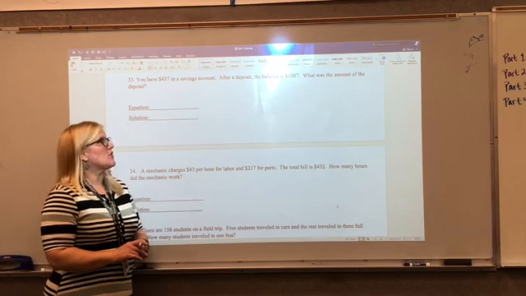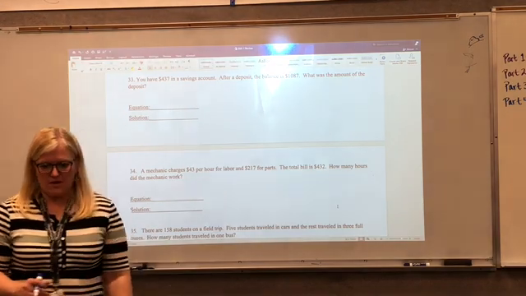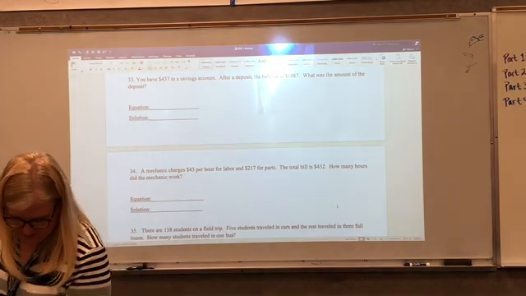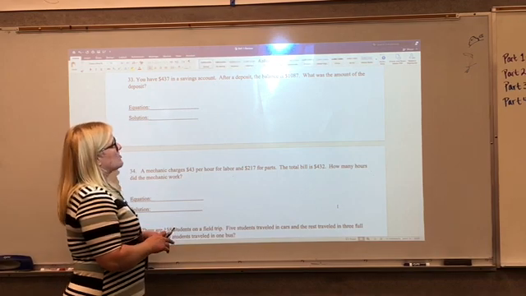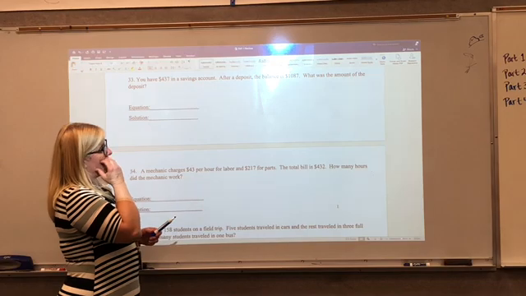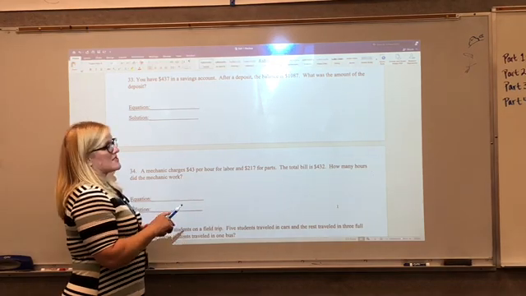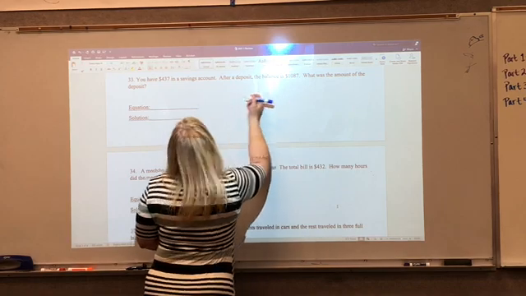Okay, number 33 now. This is when we start getting into some story problems. It says you have $437 in a savings account. After a deposit, the balance is $1,087. What was the amount of the deposit?